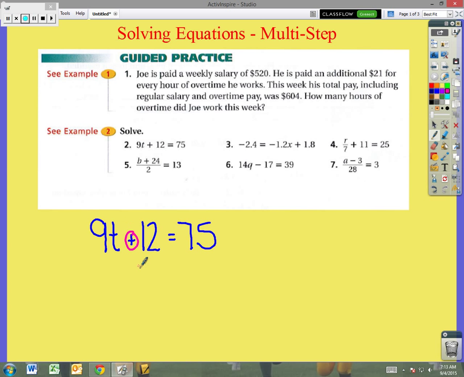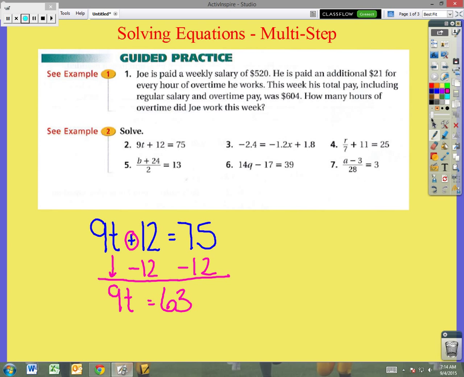All right, so what we're going to do first is get rid of the 12. Now, I see it's adding, so the inverse of addition is subtraction. So I'll subtract 12 from both sides. Subtracting 12 from both sides. This just comes down, kind of reminds me of order of operations, where whatever I don't use, I bring down. 9t is equal to 75 minus 12 gives me 63.